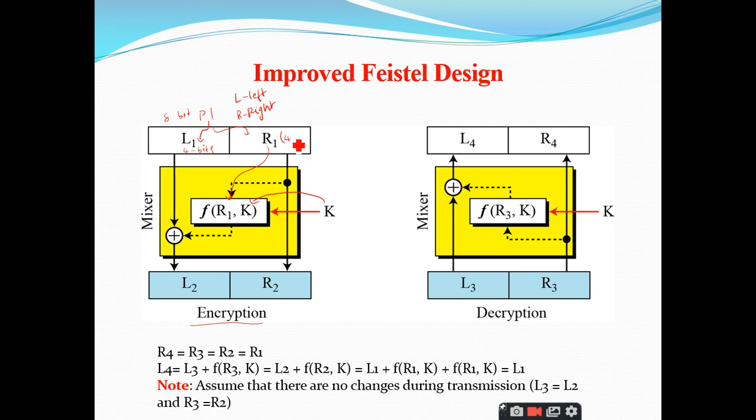4 bits. How many bits are there in R1? 4 bits. So the function f is defined with two variables, the 4-bit right part of R1, and the key. The key can be any size, it can be 4 bits or 3 bits, whatever it may be, right? And this function is XORed with the 4-bit left part to generate L2, right?